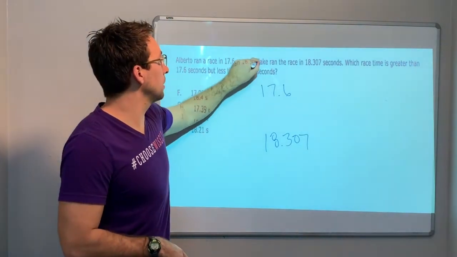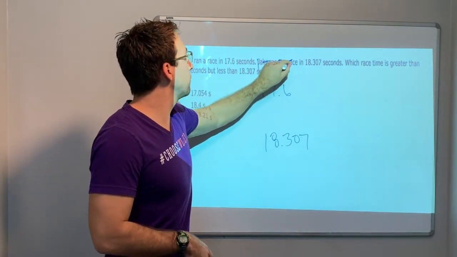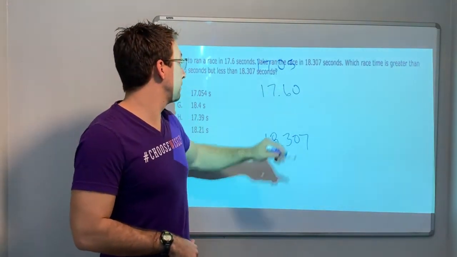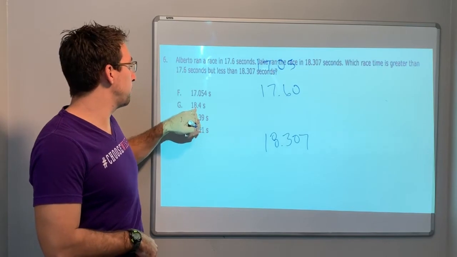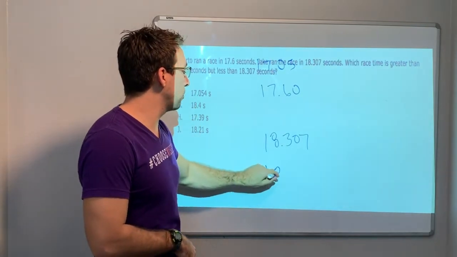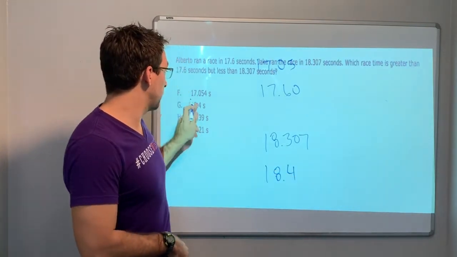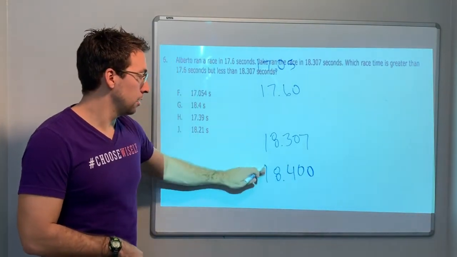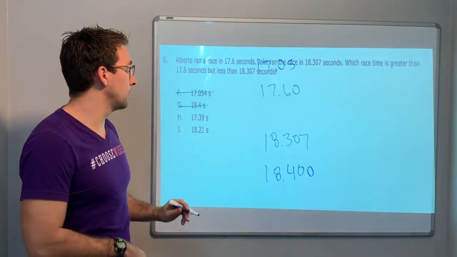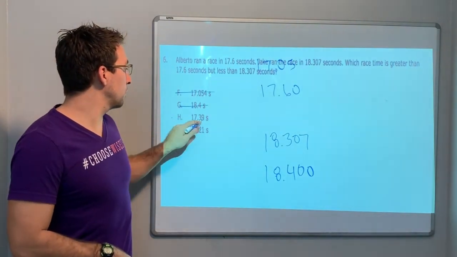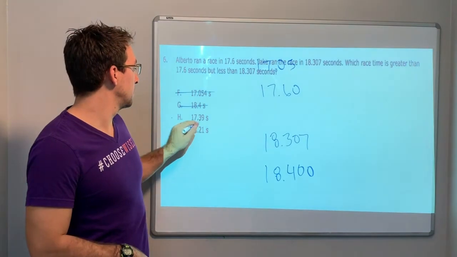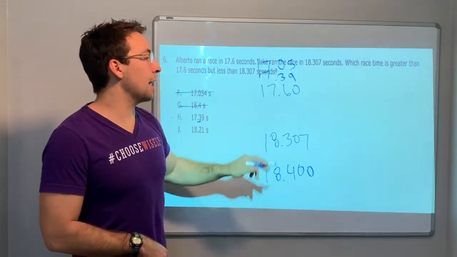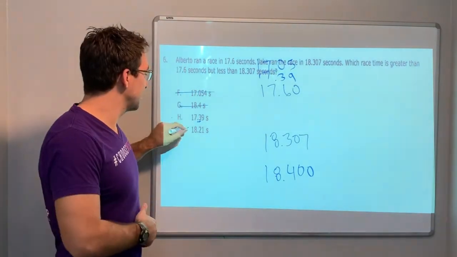17.05. Oh, that's right here, right? 17.05. 5 is less than 60, right? 18.4. Oh, 18.4. Look, 400 is bigger. 4 is bigger than 3. So it's not G, it's not F. 17.39. 17.39 is smaller than 60. So then, that's not it.